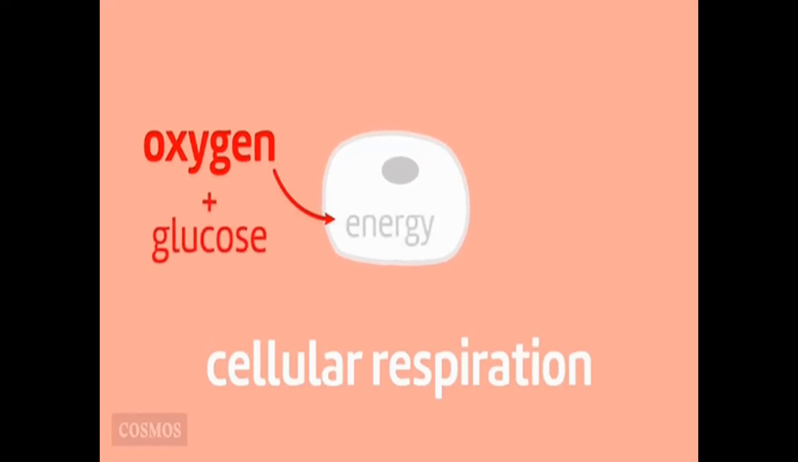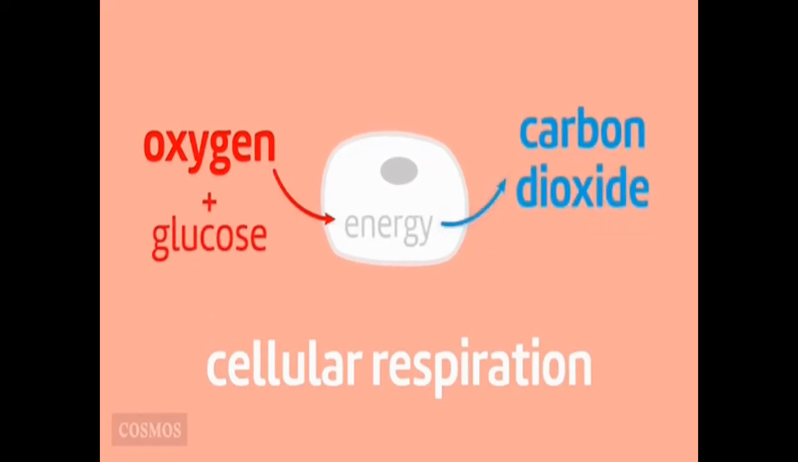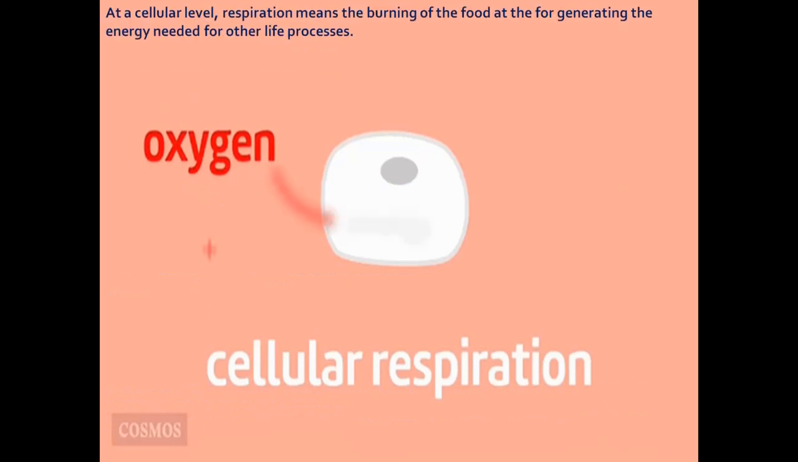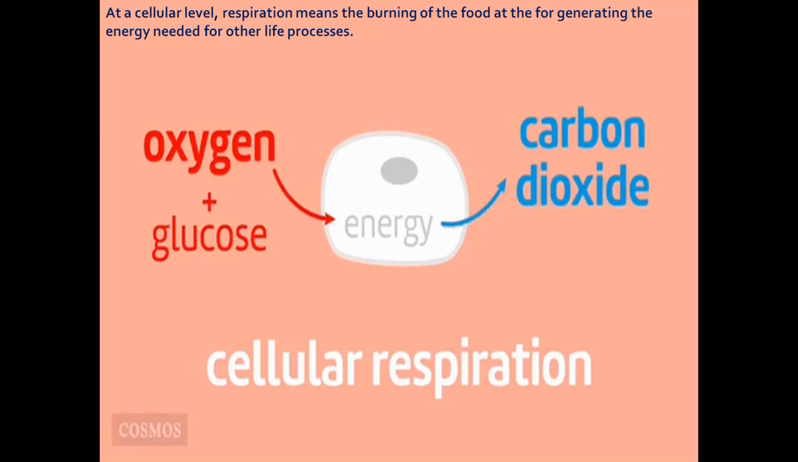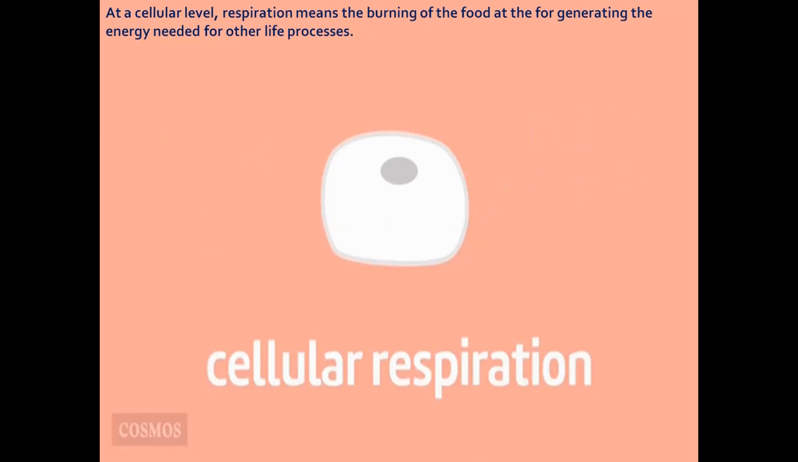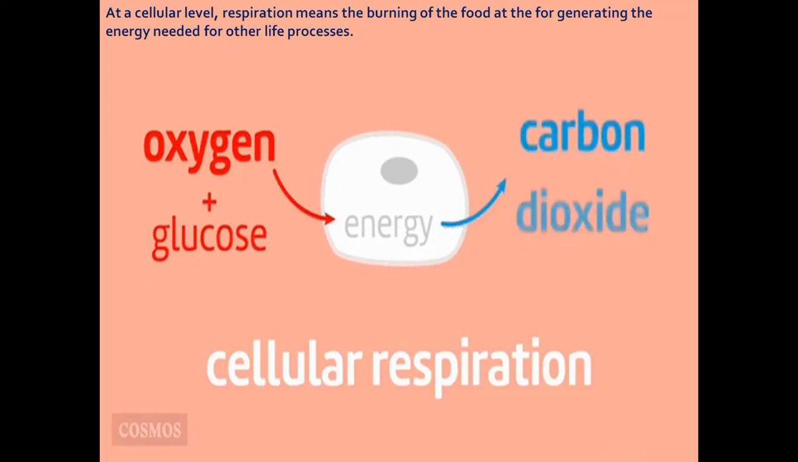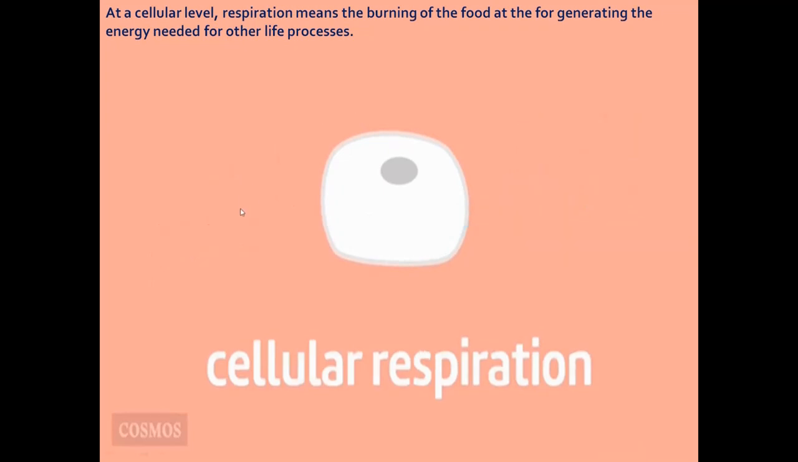Here you are seeing the image of cellular respiration. So here internal respiration is taking place, that is inside the cells. At a cellular level, respiration means the burning of food and generating energy that is needed for all the life processes. So you can observe in this image oxygen and glucose enter the cell.